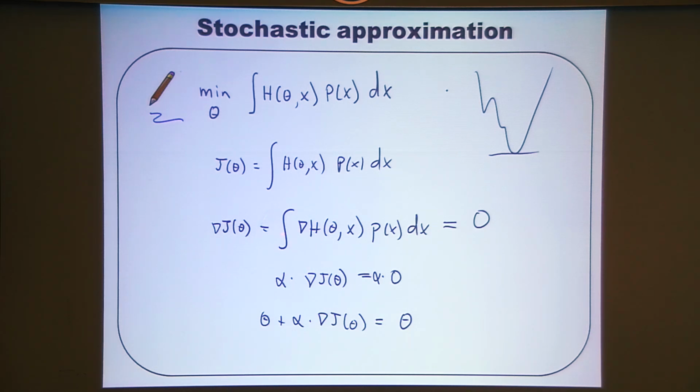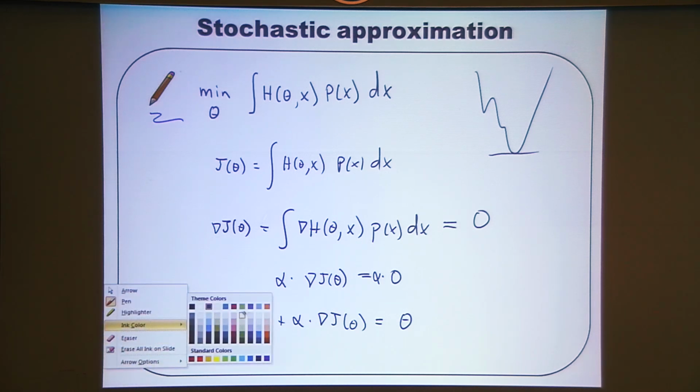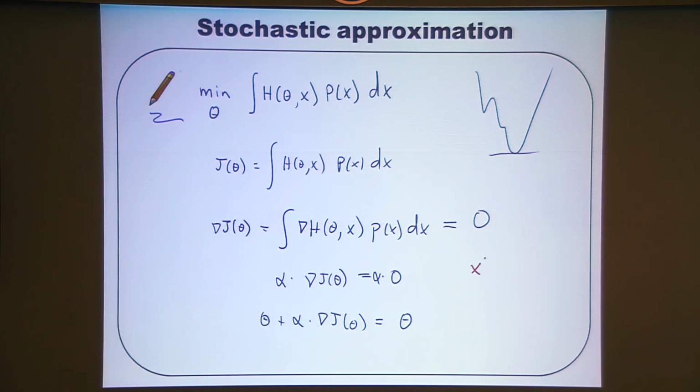However, I can do the Monte Carlo thing. If I draw a bunch of samples from P of x, so I draw samples x_i from P of x, then I can approximate the gradient. Let's assume I draw capital N samples. Okay, so that's the Monte Carlo that Ian taught us this morning.